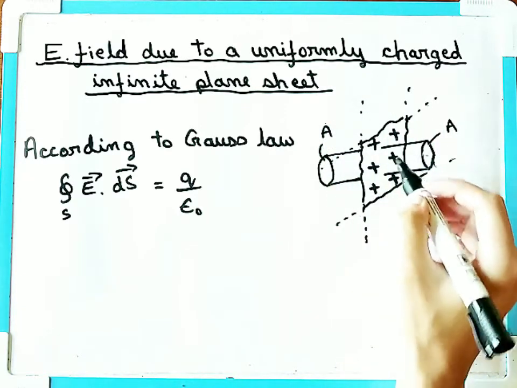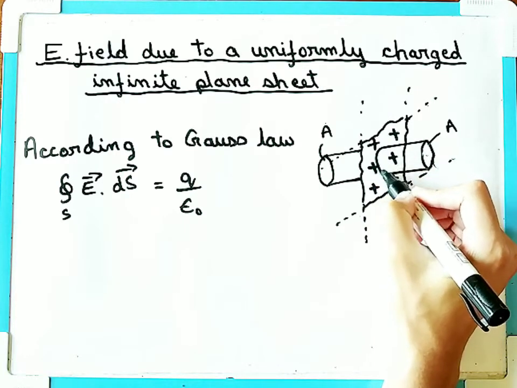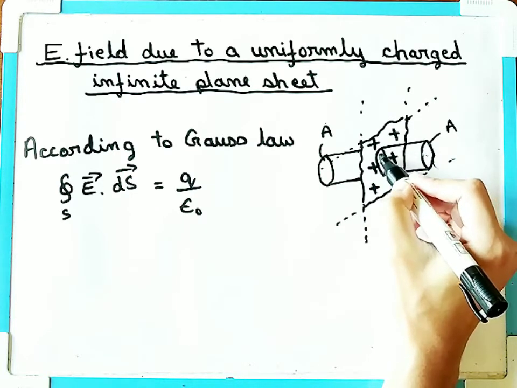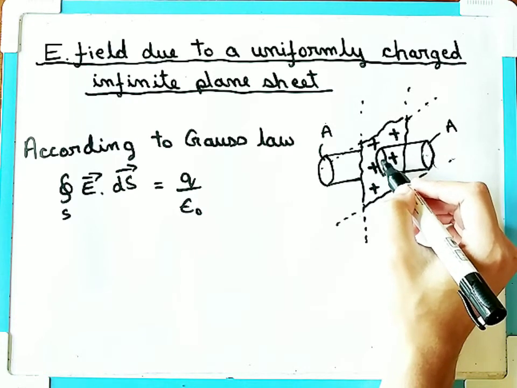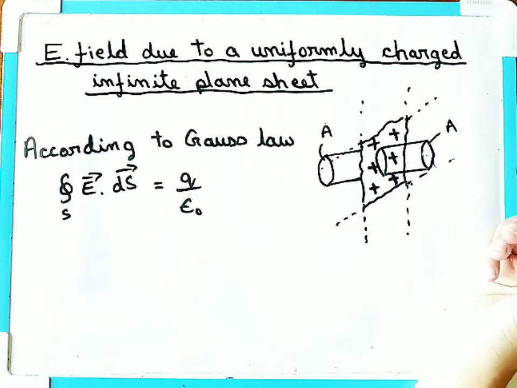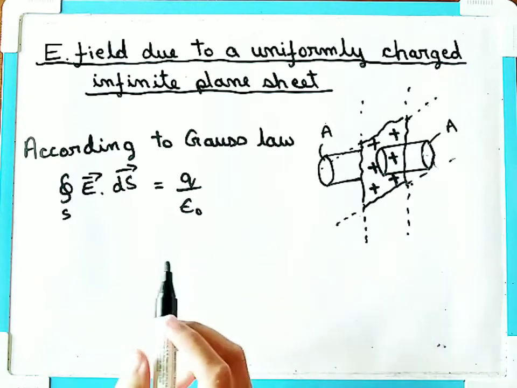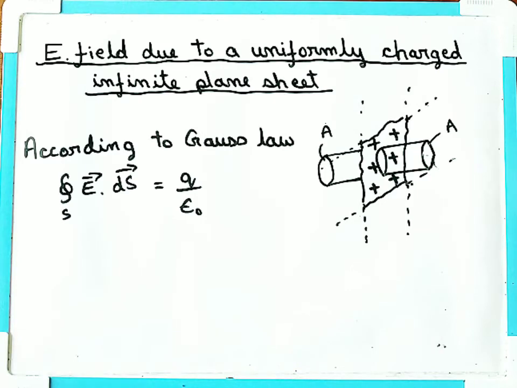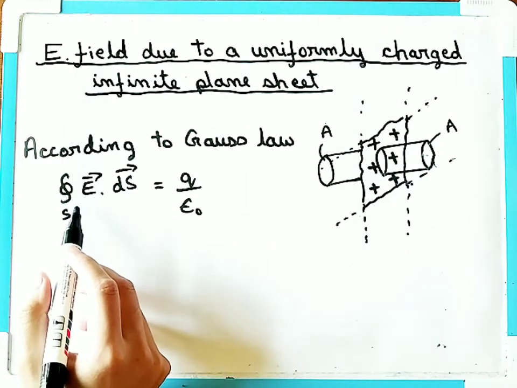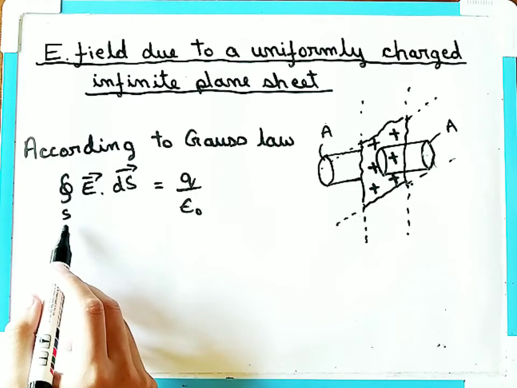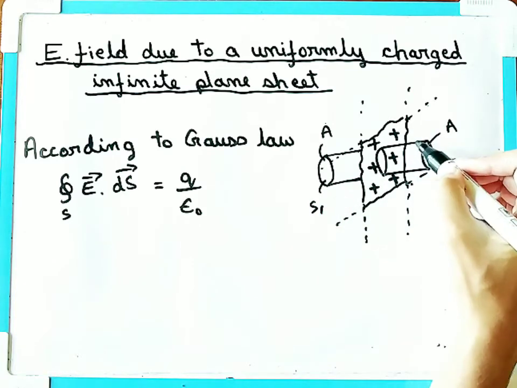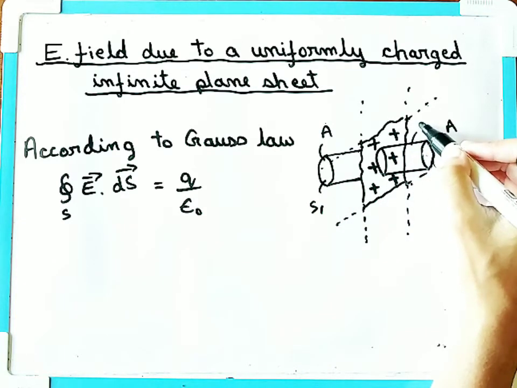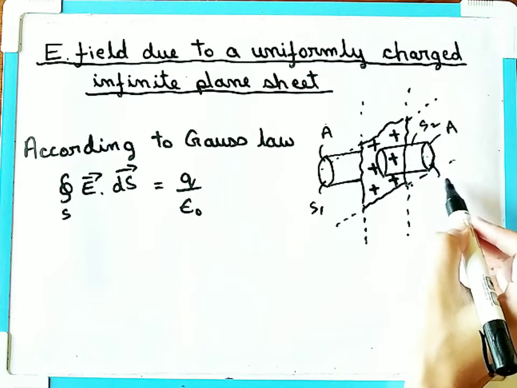So both these surfaces enclose some amount of charge Q on this area here, A. Now to find the electric flux using this formula, first we'll have to split this one. You can see here the surface S, which is this cylinder, has three parts. One is this one, S1, the other one is this, S2, and another surface is this one, S3.